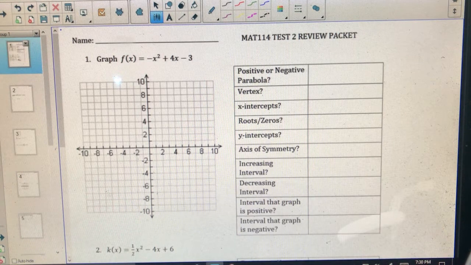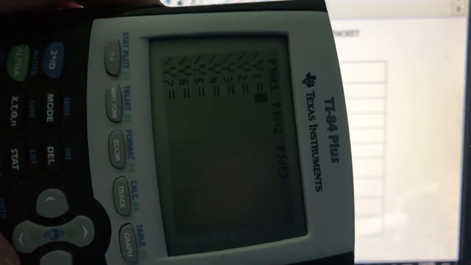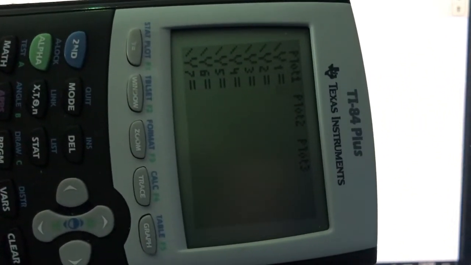In order to graph a quadratic, what you need to do is plug that function into the y equals on your calculator. The way that you would do that, and I'm going to try and show you my calculator here, is you would start by pressing y equals, clear out anything that might be in there, and type in the function as you see it.